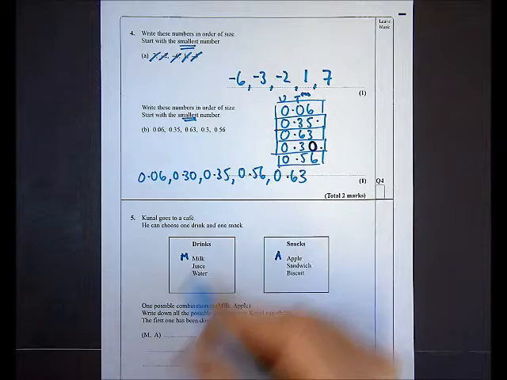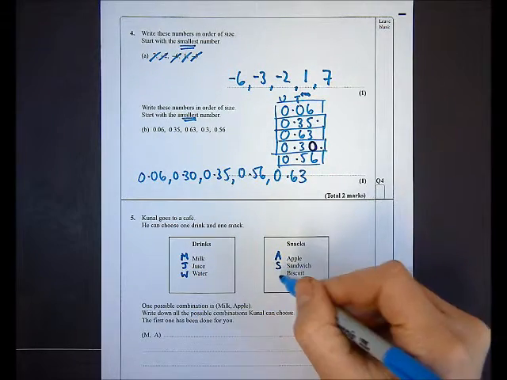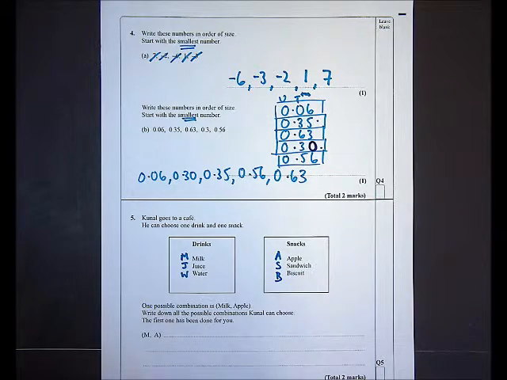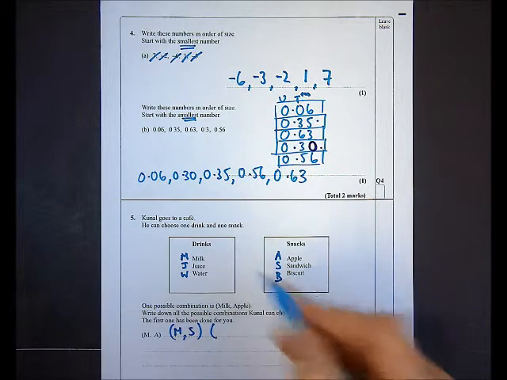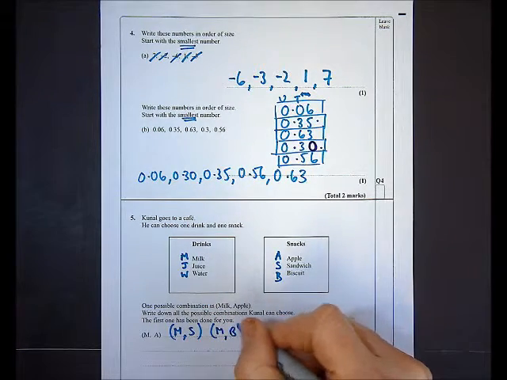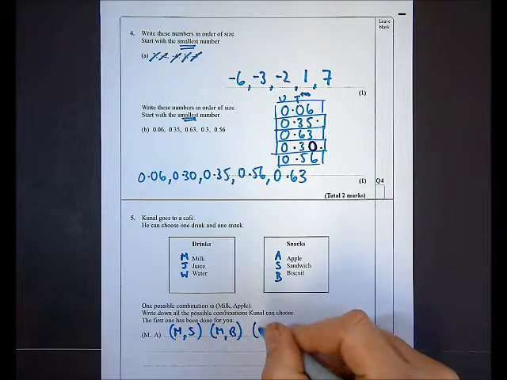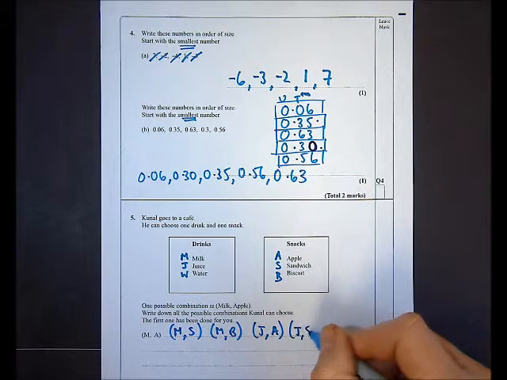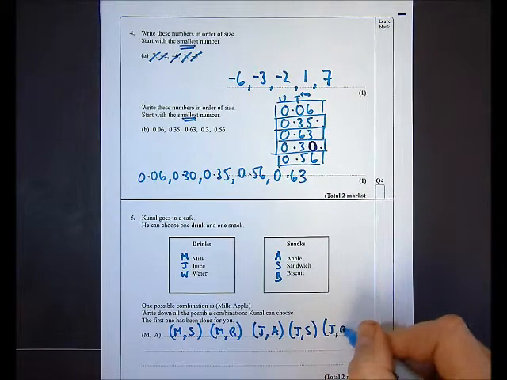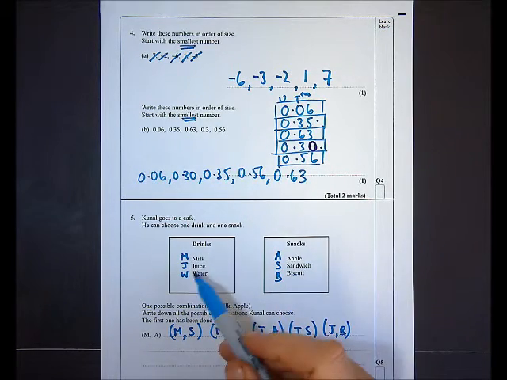So continuing that logic, I'm going to use J for juice, W for water, S for sandwich, and B for biscuit. So they started with milk and apple, so I'm going to continue that. I'm going to go milk and sandwich. And then milk and biscuit. And at that point, I've exhausted all the opportunities with milk as a drink, so then I can move on to juice. So juice and apple, juice and sandwich, and juice and biscuit. I followed a pattern, and I know I've dealt with all the ones with juice.